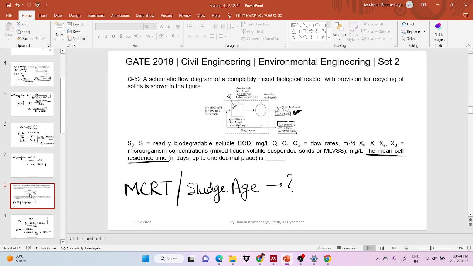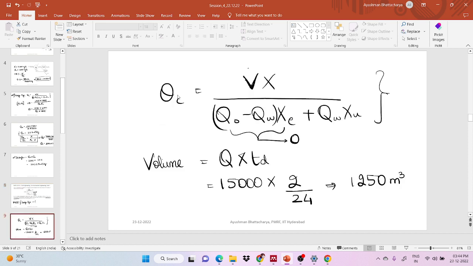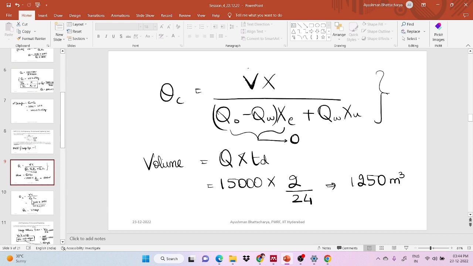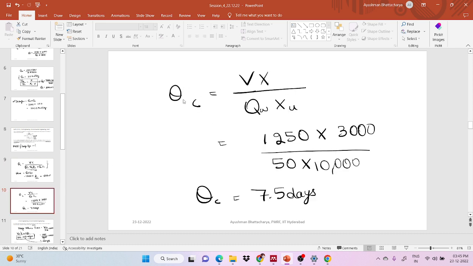In the next question, we calculated the sludge age. Again, they are asking for mean cell residence time. MCRT and sludge age are both the same. We again use this formula, and since X is 0 in the effluent, the MLSS concentration is 0, so that whole term becomes 0. The remaining term is Vx by QWXU. For applying this, we need the volume. For volume, we took the total inflow into the hydraulic detention tank. Then we got 1250 meter cube. Using that, we calculated the sludge age and it came out to be 7.5 days.